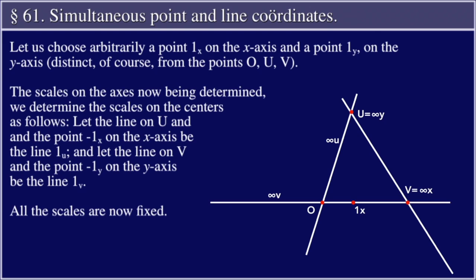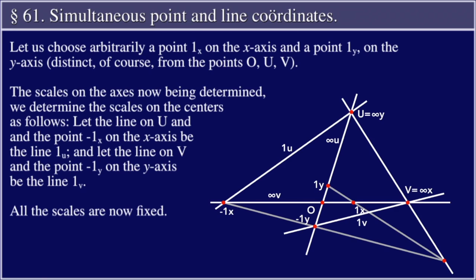Let us choose arbitrarily a point 1x on the x-axis and a point 1y on the y-axis, distinct of course from the points O, U, V. The scales on the axis now being determined, we determine the scales on the centers as follows. Let the line on U and the point -1x on the x-axis be the line 1U, and let the line on V and the point -1y on the y-axis be the line 1V. All the scales are now fixed.